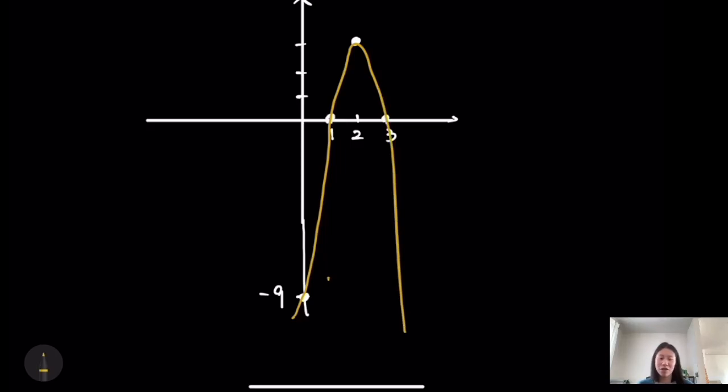Okay, so that's it for the graph of the quadratic function. Let me know if you have other questions.